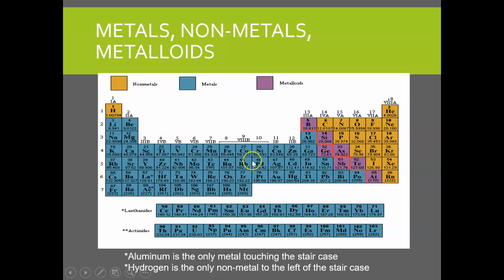You can see this red stair step right there. That stair step is what separates the metals from the nonmetals. And anything touching the stairs is a metalloid, with the exception of aluminum, which is just a metal. But everyone else touching the stairs is a metalloid. You need to know nonmetals versus metals and metalloids.